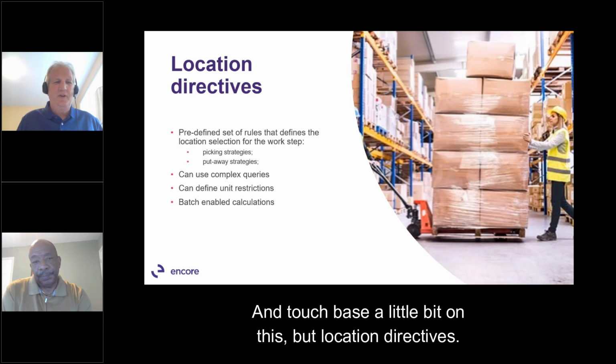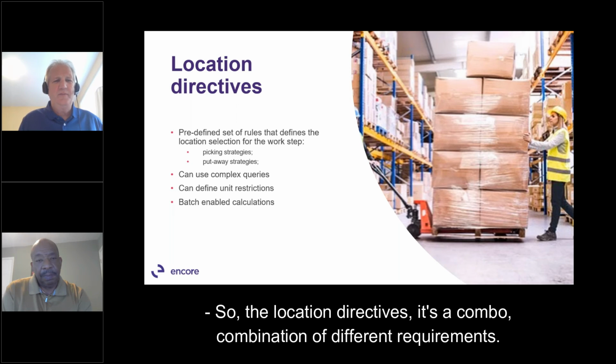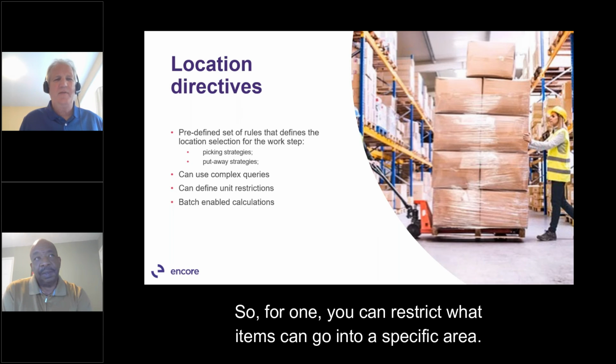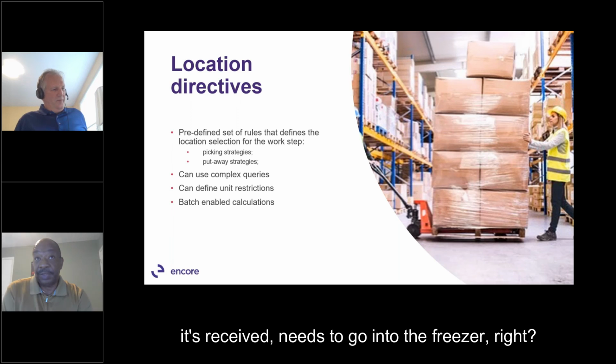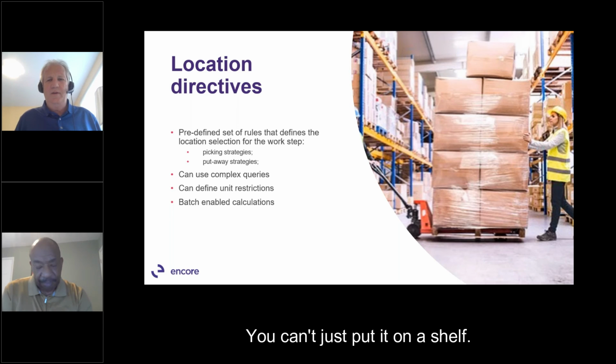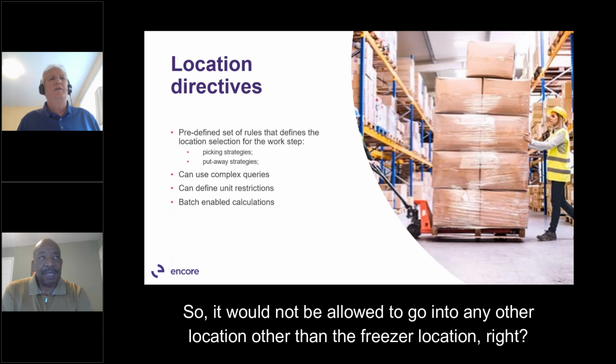And touch base a little bit on location directives. So the location directives are a combination of different requirements. For one, you can restrict what items can go into specific areas. For example, if you're a food service organization, you can restrict the fact that this item, when it's received, needs to go into the freezer, right? You can't just put it on a shelf. It would not be allowed to go into any other location other than the freezer location, right?